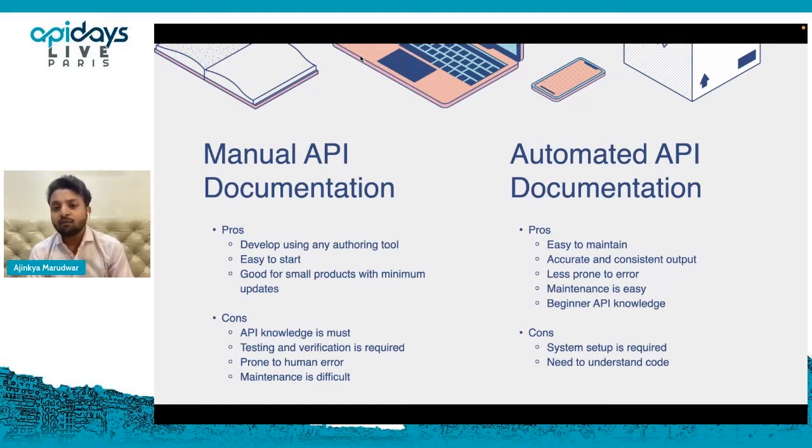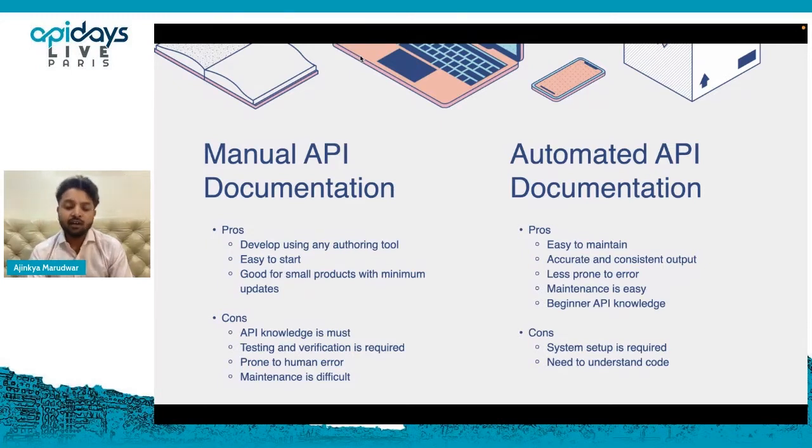And why I moved to automated API documentation is that it's easy to maintain. The output is very accurate and consistent, because we are taking all the information from our code itself. The information we create is in the files that we have documented about the features and the input information. It's less prone to error because, as I said, we are taking it from the code itself, the final build that we are releasing to the end customer. So the maintenance is easy as well.